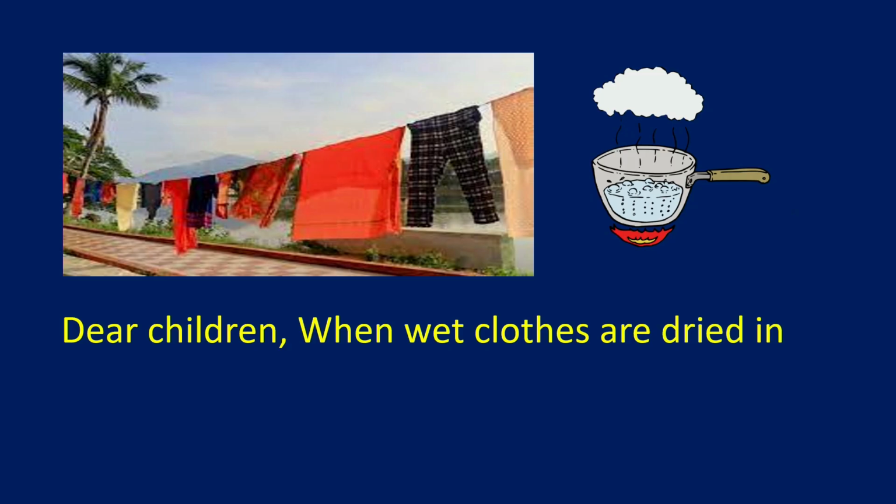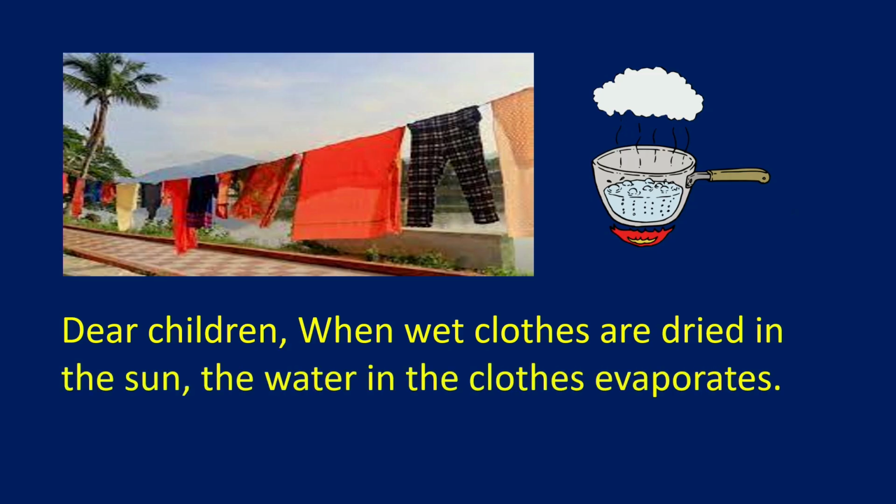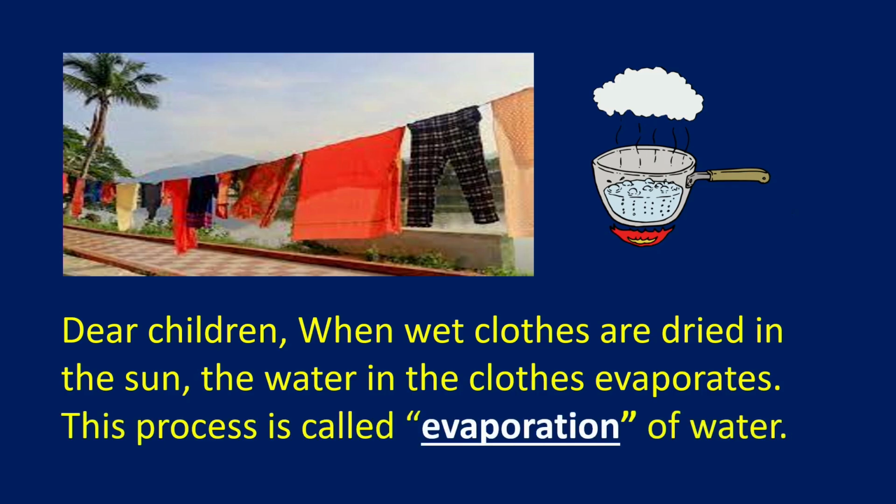Now what is there? Here some water is there in the vessel. Due to heat at the bottom, the water is turned into small vapor, which leads to the formation of clouds. We cannot actually prepare this in the room, but it happens in nature. Dear children, when wet cloths are dried in the sun, the water in the cloths evaporates. This process is called evaporation of water. Now in the process of evaporation, what happens? The water turns into its vapor state, from liquid state to vapor state.